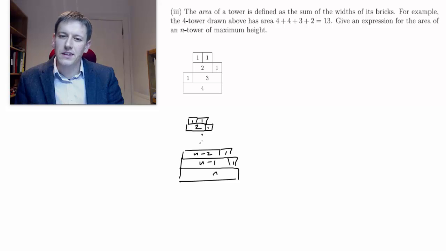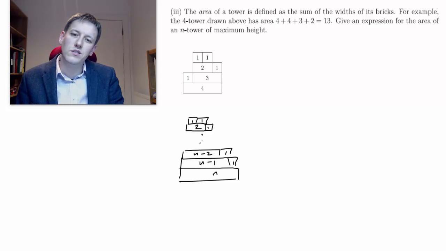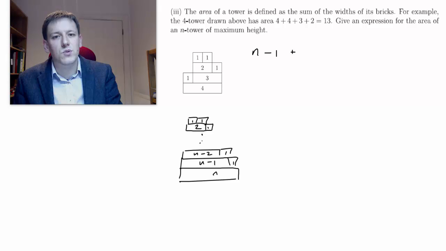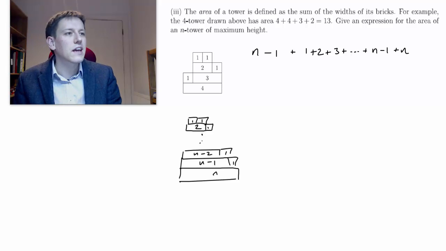but I think the easiest way is to look at it and say I've got all of these 1s, and how many of those are there? There are n-1 of them, because the bottom row doesn't have one, but every other row does. And then apart from that, you've got 1 plus 2 all the way up to n, right? So it's n-1 plus 1 plus 2 plus 3, etc., all the way up to n-1 and n.